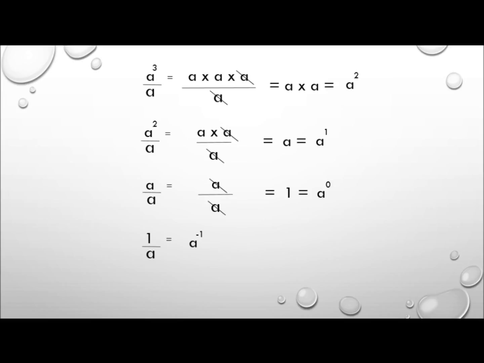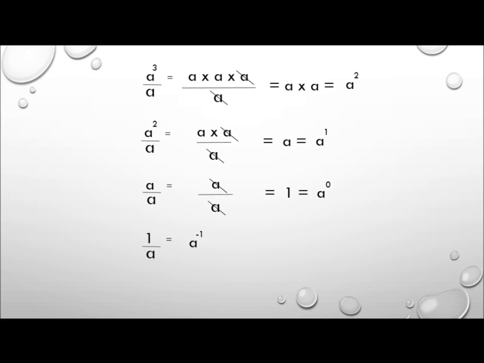What happens though if we carry on this process? We've already got down to 1. What if we divide by a again? Well, we've got a fraction now. We've got 1 over a. And again, if we take 1 away from the index, because we're dividing by the base, we now have a to the power negative 1.